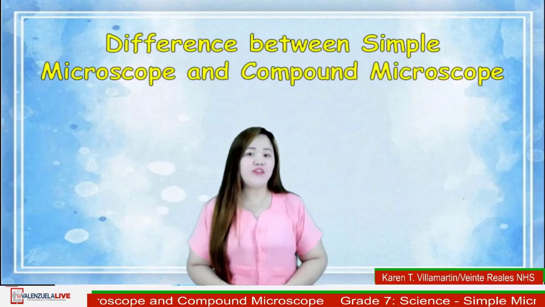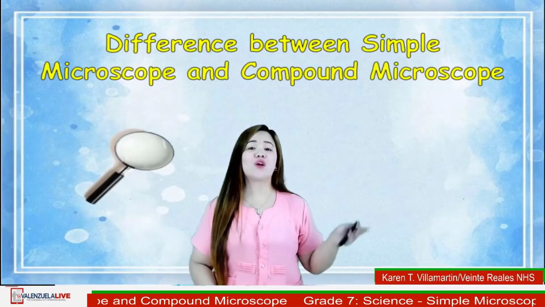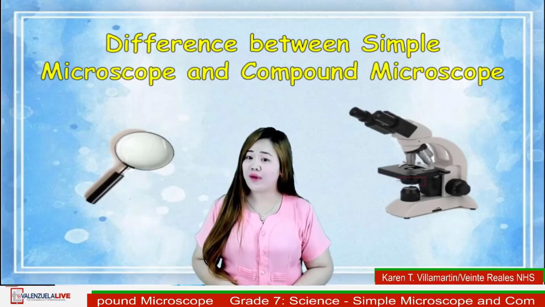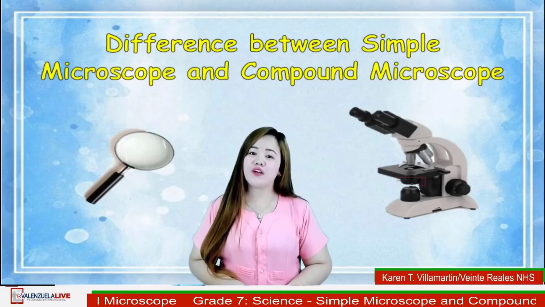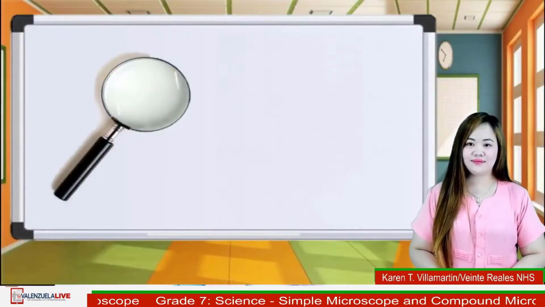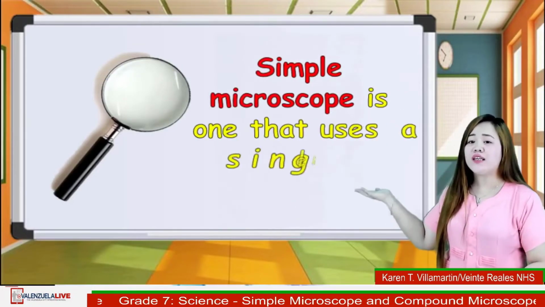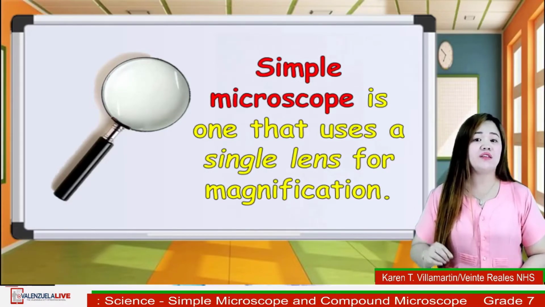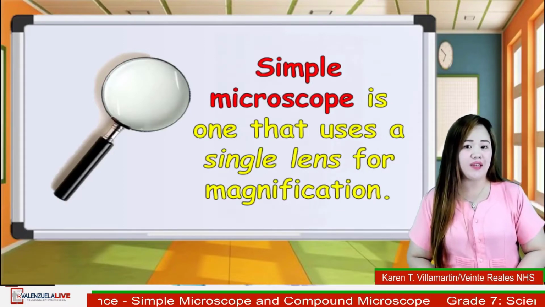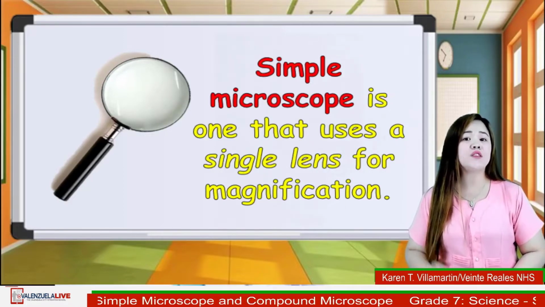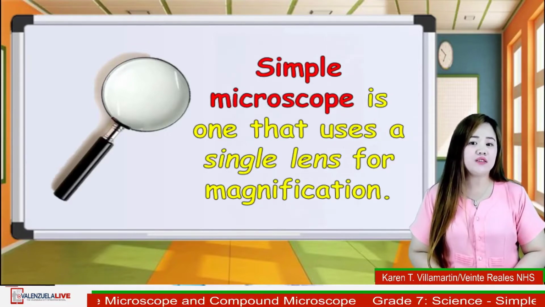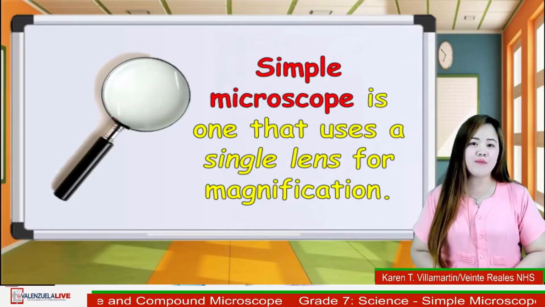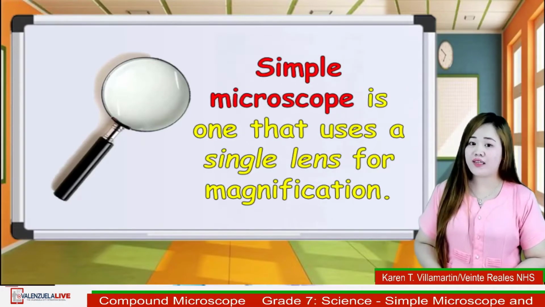Now, we will differentiate the simple microscope and the compound microscope. Do you have any idea about the difference between these two microscopes? Then comment your answer. The simple microscope is generally considered to be the first microscope. Simple microscope is one that uses a single lens for magnification. It is a convex lens of small focal length, and its primary use is to see a magnified image of a small object. An example of single microscope is a magnifying glass.